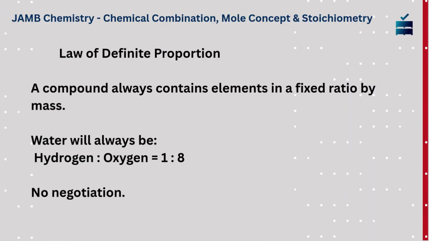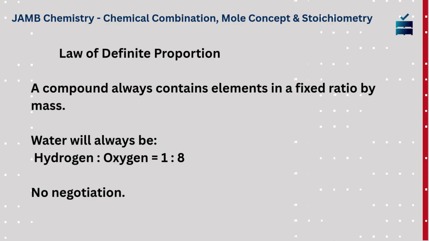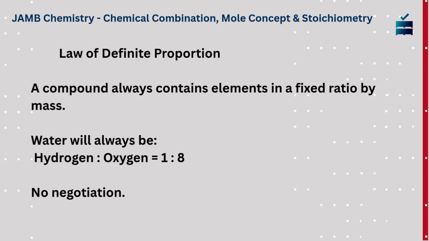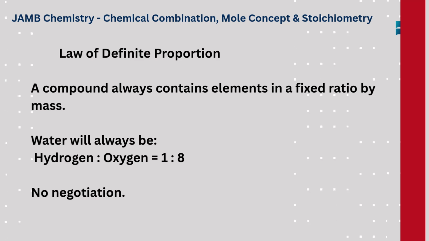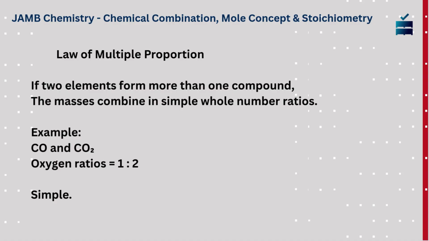Law of definite proportion. A compound always contains elements in a fixed ratio by mass. Water will always be hydrogen to oxygen equals 1 to 8. No negotiation.